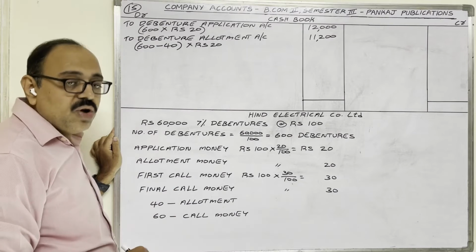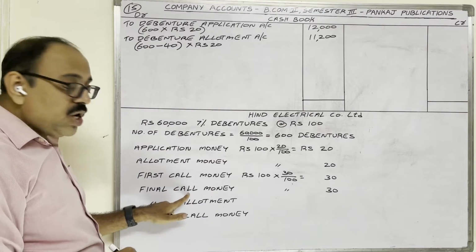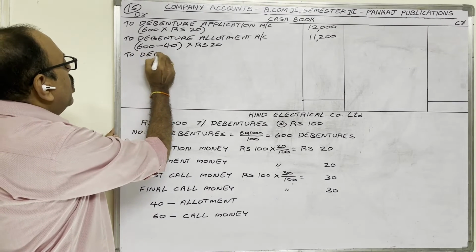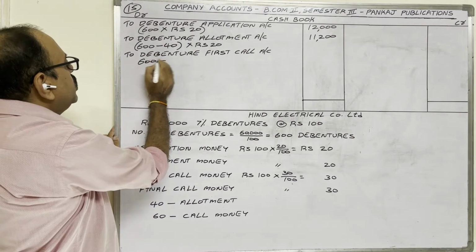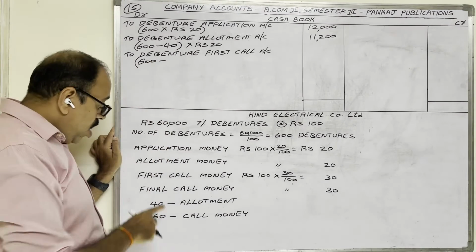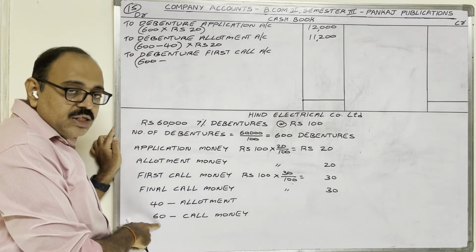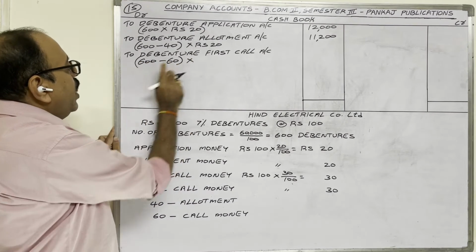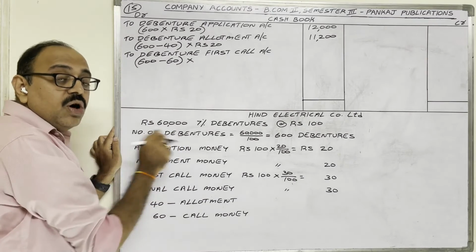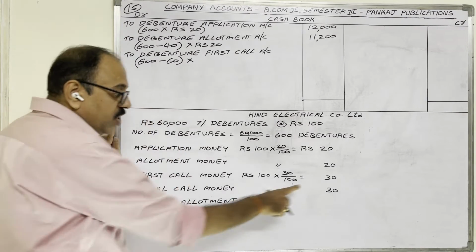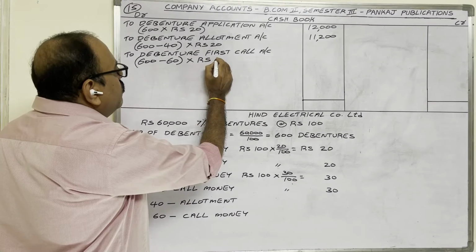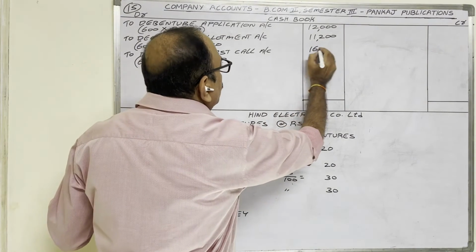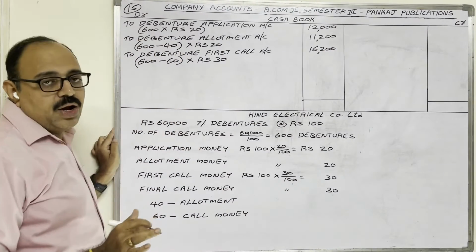Next come to first call related. First call money is also coming now. Debit side to debenture first call account. On 600 debentures first call money should come, but on 60 debentures the company failed to collect this money. Therefore, 600 debentures minus 60 debentures: finally, on 540 debentures only first call money is coming. On one debenture, first call amount is 30 rupees. Therefore, 540 into 30 rupees per debenture is equal to 16,200.